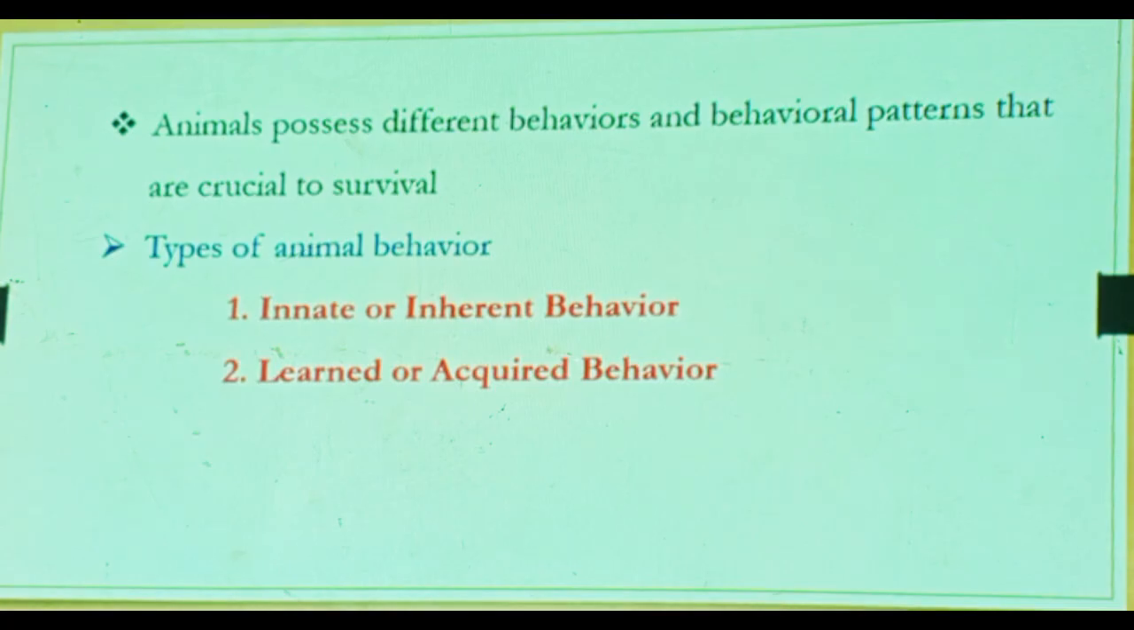When it comes to types of animal behavior, the two major categories are innate or inherent behavior, and the second category is learned or acquired behavior. Learned behavior occurs after the animal comes to this world, learning from its environment, from parents, and from the surroundings, after being born. Innate behavior is genetically fixed. We shall see some examples and types of both.